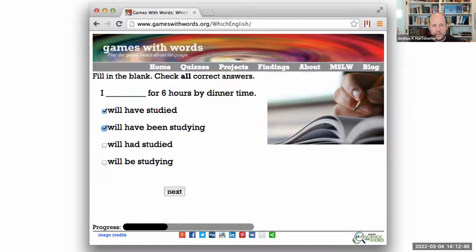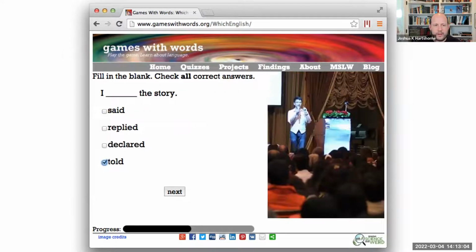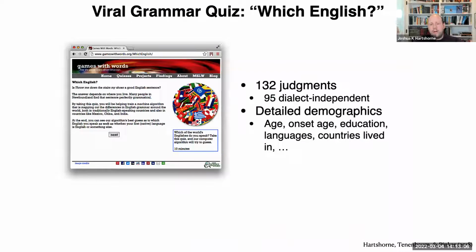Looks like we have these multiple choice questions, but they're all choose all that applies. So actually, this question here is actually 4 binary questions, right? For each of these possible fill-in-the-blanks, would it work in that sentence context? So we have a number of those. We end up with 132 binary judgments.